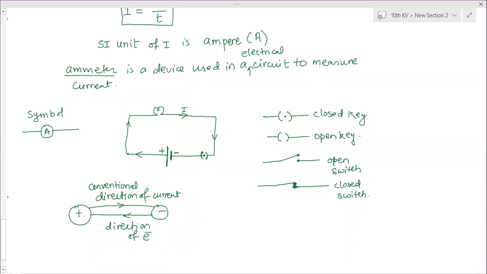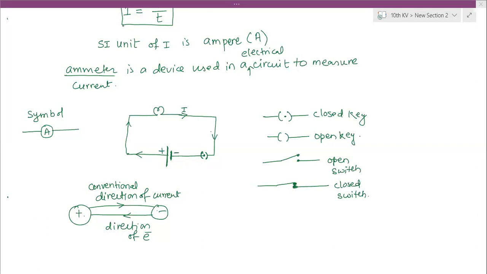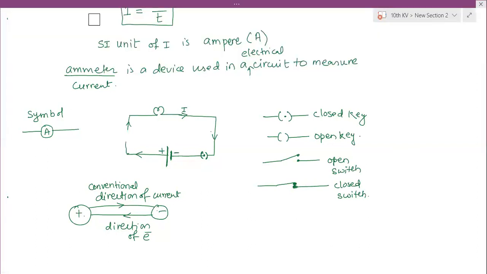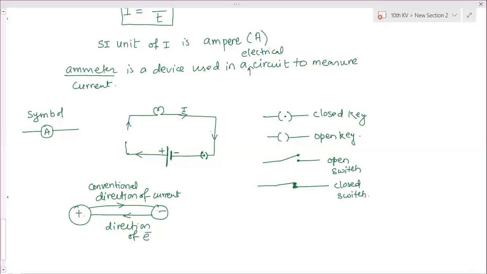I will show you the actual ammeter, how it looks. It is connected in series, in the path of the current. We have to cut that path, connect the ammeter here, and write A.